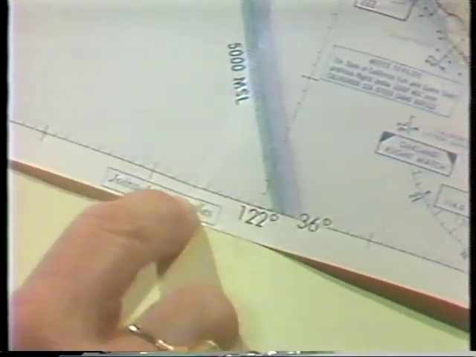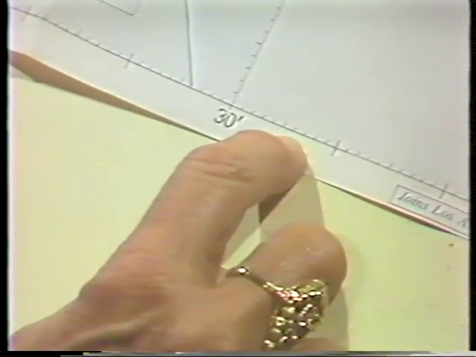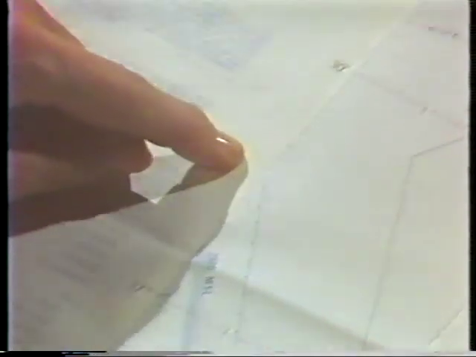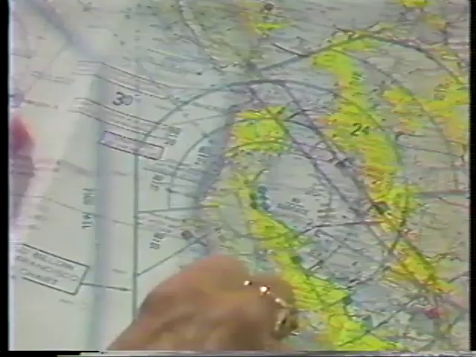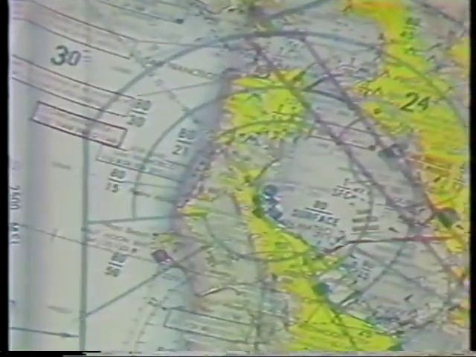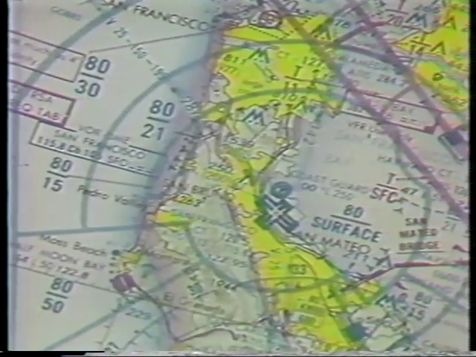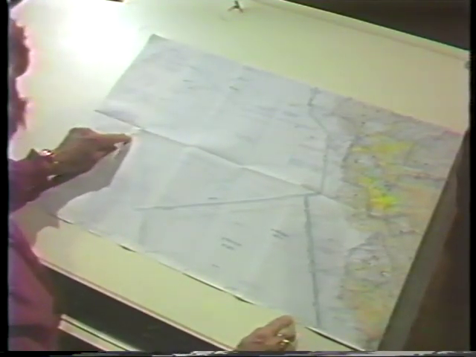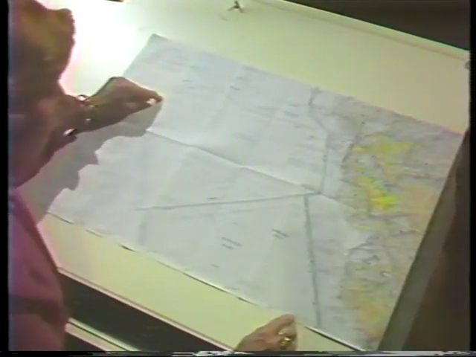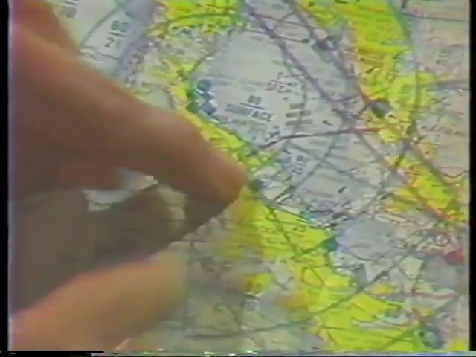Let's do a few examples. San Francisco Airport is located at 122 degrees, 23 minutes west, and 37 degrees, 37 minutes north. Follow the lines along until they intersect, and here is San Francisco Airport. San Carlos Airport is located at 122 degrees, 15 minutes west, and 37 degrees, 31 minutes north. Follow the lines until they intersect, and here is San Carlos.